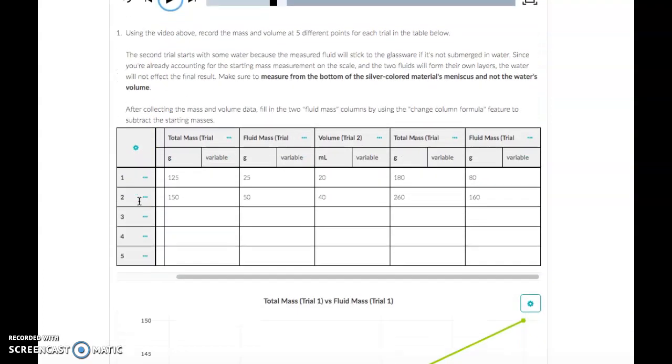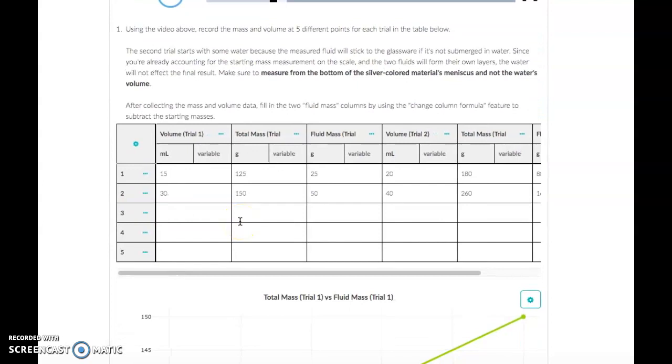As we scroll down, I already populated some data in. This is just made up data. You will need to enter your data, but one thing to note, there's the volume that you recorded. Make sure you record to the correct number of significant digits based on the graduated cylinder used.